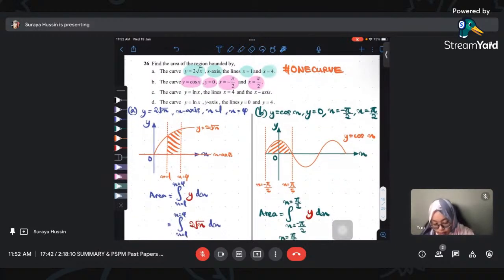Question A. First of all, bila baca soalan, kena tanya diri, is this one curve or is this two curve? Okay, dia hanya dua case sahaja. Hashtag one curve or hashtag two curve. So now you read. The curve is this. Oh, there is only one function. Maksudnya memang betul lah, one curve only, correct. Okay, x-axis is not a curve, it just exists. Okay, and then the line here and line there. Okay, line x equals to 1 and line x equals to 4.